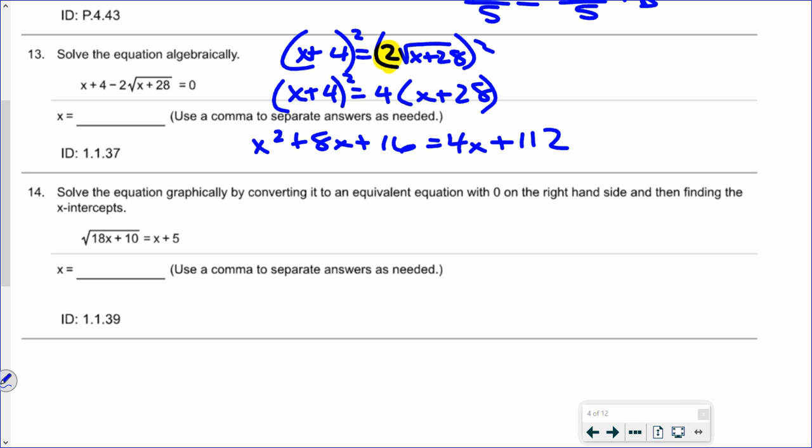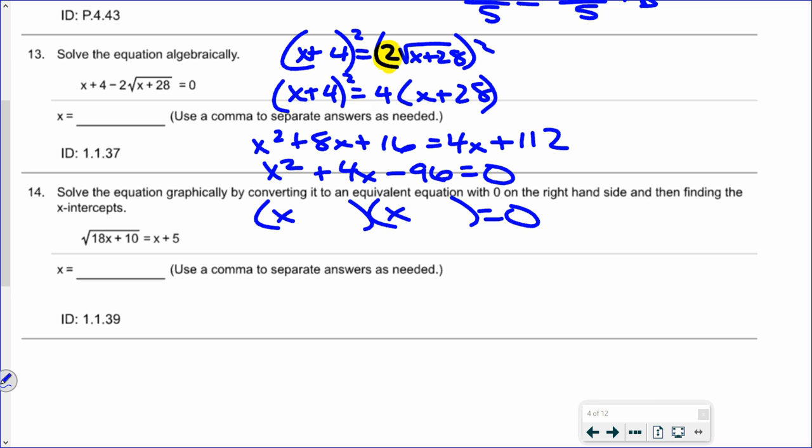Bring everything over. That's going to be x squared plus 4x. Subtract that over, minus 96 is equal to 0. Factor this into two binomials, x and x, plus 12 minus 8. So x is equal to negative 12, and x is equal to positive 8. Now here's the problem. You have got to go over to your calculator and check for extraneous solutions.